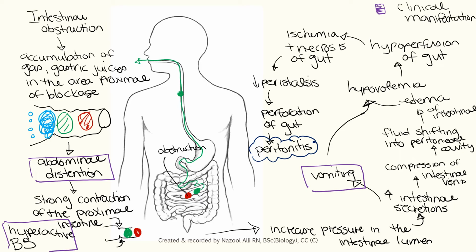So in early bowel obstruction, we're going to hear hyperactive bowel sounds proximal to where the blockage is. Abdominal distension is common. Vomiting is common. Now, if the gut becomes perforated and or the patient ends up with peritonitis, at that stage of the game, that will lead to absent bowel sounds. So absent bowel sounds will occur in the later stages of a mechanical bowel obstruction.